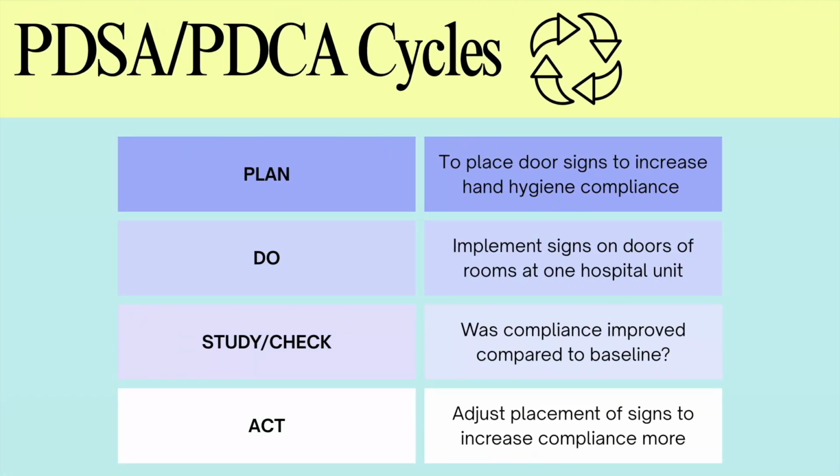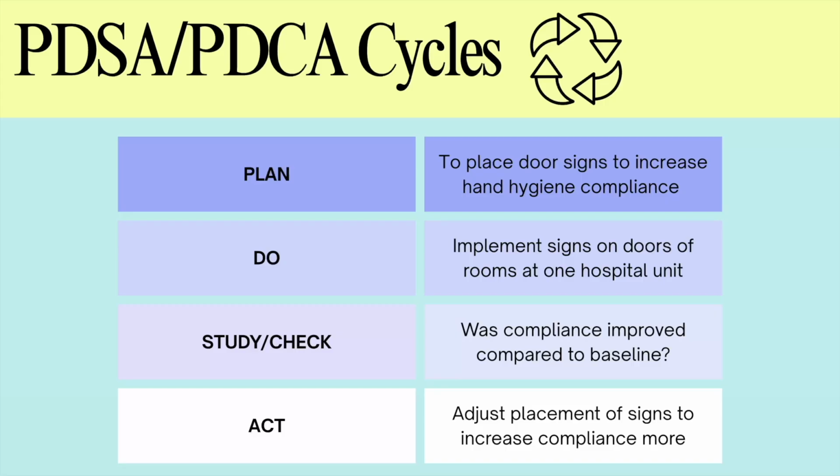Next, we'll talk about PDSA and PDCA cycles. These are pretty simple concepts. They're just continuous QI processes that are used to test and refine changes in a system. This can be better explained with an example, so we'll go through one now. The plan could be an intervention that increases hand hygiene compliance, so getting more people to wash their hands. The do portion is actually implementing that intervention, so hanging these signs that increase hand hygiene compliance on the doors of rooms in a hospital.